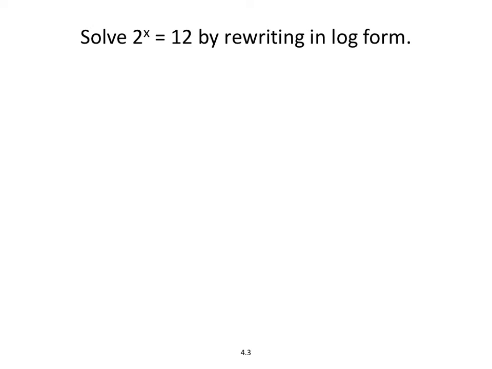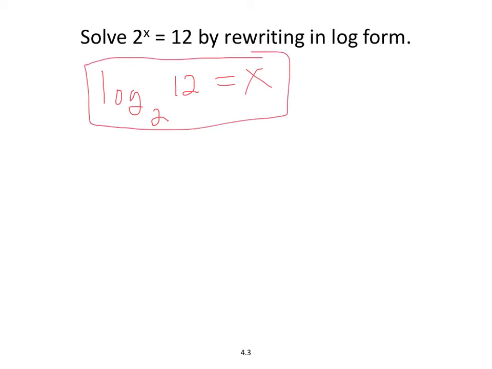So now we've got to get rid of the exponent, because it's 2 to some power is 12. If we rewrite this as a logarithm, log base 2 of the answer, which is 12, equals x, and that is an exact value. It's not an approximation. It's not a decimal value. It's not a really useful answer, really, but that is the answer.